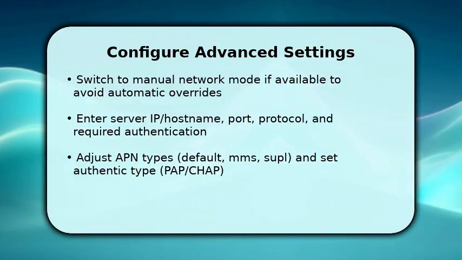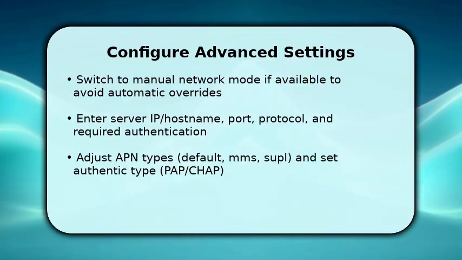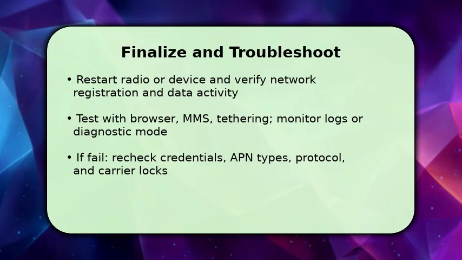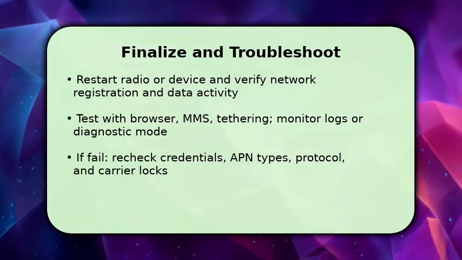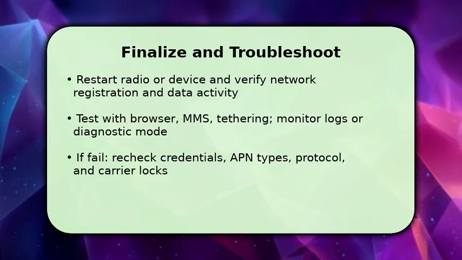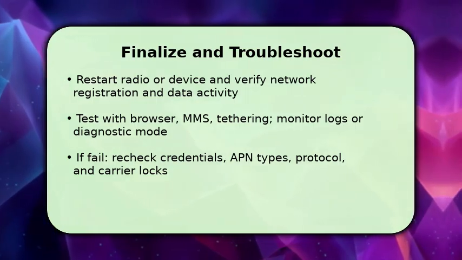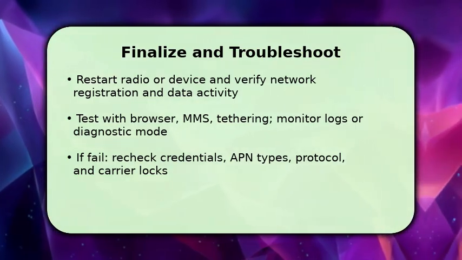profile to register. Finish by restarting the cellular radio or rebooting the device to force the network to pick up the new APN. After reboot, verify registration status and data indicator, then run practical tests. Browse a website, send an MMS, and tether to confirm internet sharing.